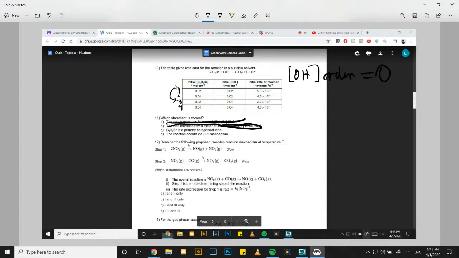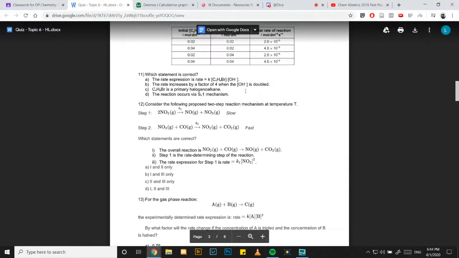So I don't know what SN1 mechanism means, but I'm pretty sure that CH9Br is a primary halogenoalkane, because what that basically means is that it's an organic compound with some halogen attached to it. So this is the only possible option. However, this isn't in our unit. So I don't know whether or not you should worry about this, but I don't think this is that important because it's not something we've studied.